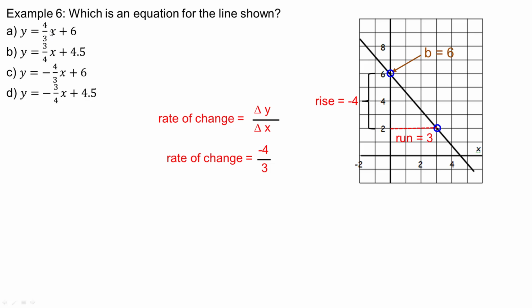If you look at the 2 equations that have that plus 6 on the end, C is the one that has negative 4/3 for the rate of change. So if we relate this to y equals mx plus b, this is the m and the b is 6. So we put negative 4/3 x plus 6. That's why C is the correct answer for example number 6.